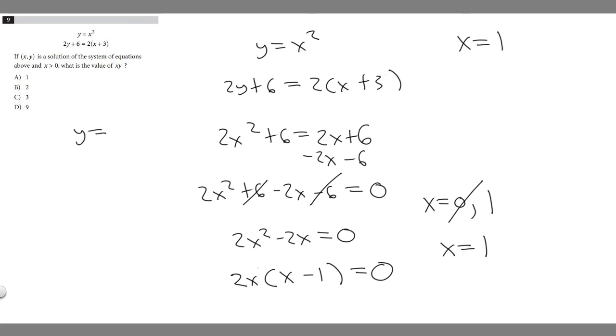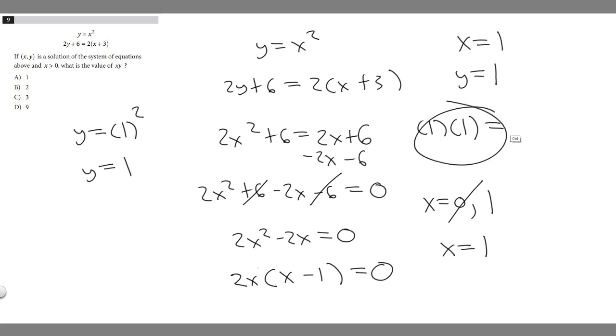So y equals x squared, and x is 1, so it's just 1 squared, and 1 squared is just 1. So y equals 1. And so we're trying to find the value of x times y. If x is 1 and y is 1, it's just 1 times 1, which is just 1. So the answer to this problem is going to be 1. If we look at our answer choices here, it's going to be A. So the answer to this problem is going to be A.